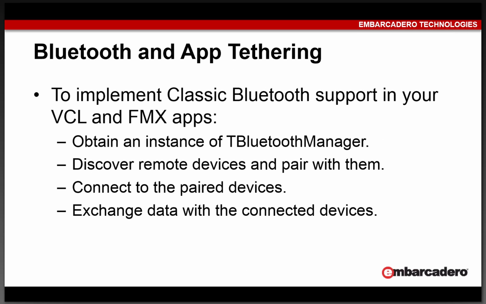First, you can use Bluetooth now with app tethering. In previous releases, app tethering was only provided for network connections. Now you can also have a choice of the connection via Bluetooth. So to implement classic Bluetooth in your VCL and FMX apps, you'll obtain an instance of a TBluetoothManager. You can discover remote devices and pair with them, connect to the paired device, and then exchange data. In app tethering, you'll see that you just change the property of the connection from network to Bluetooth.